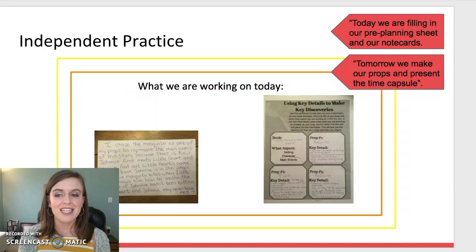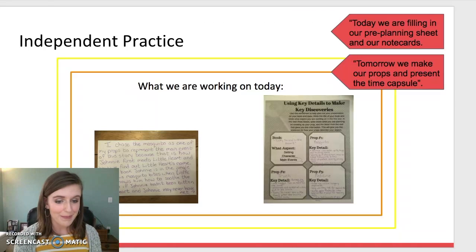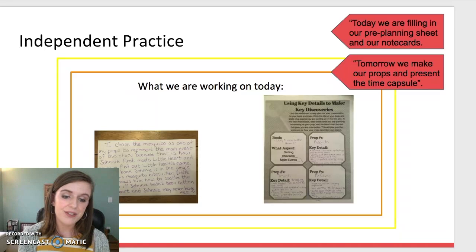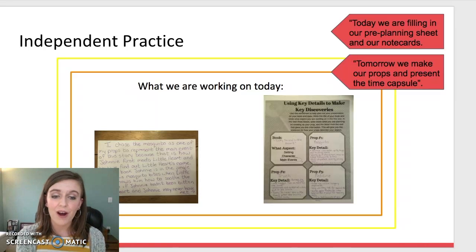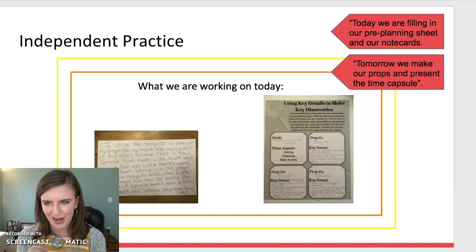So, what are we focusing on today? Yes, so today you guys are going to be focusing on filling in your pre-planning sheet, the key detail sheet, and your note cards. And then tomorrow is going to be when you get to do the creative aspect. You're going to be able to color in your props, cut them out, and then glue your prop to your note card so that they're easier to keep track of.